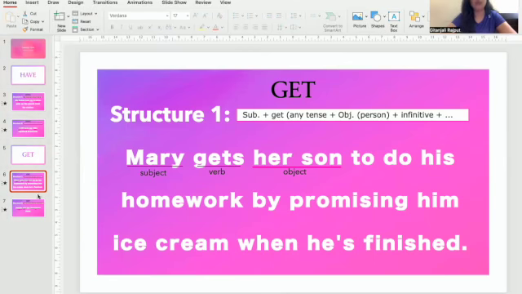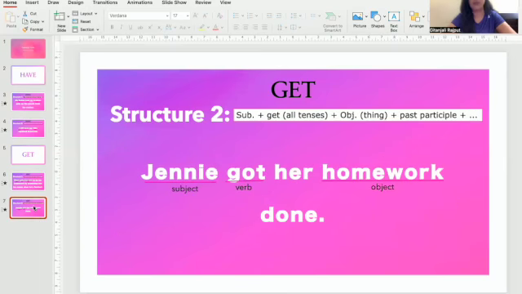Now, moving over to the structure number 2. Remember, in this structure, the object of the causative verb get is a thing and not a person, and the kind of verb we have to use in this structure is the past participle form of the verb. Now let us consider the sentence. Jenny got her homework done.